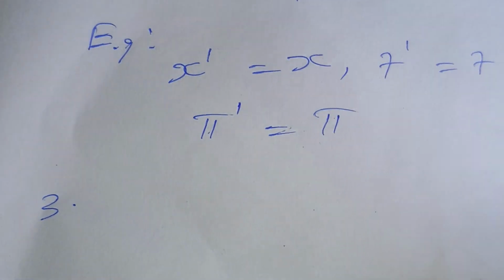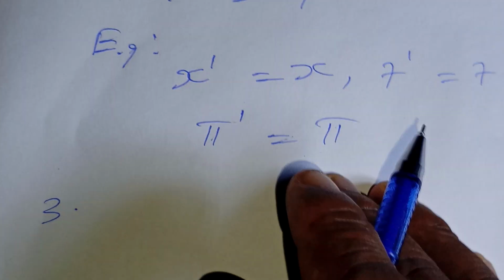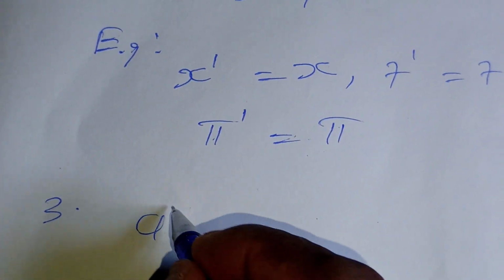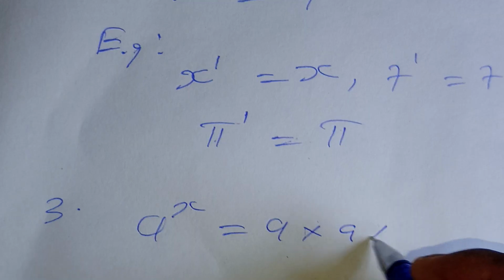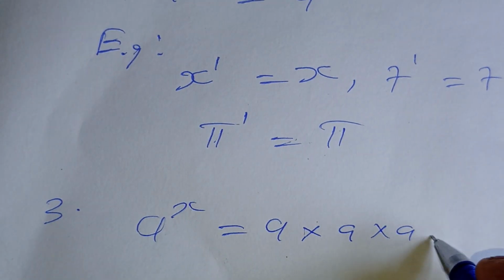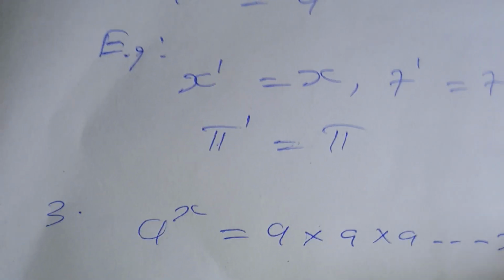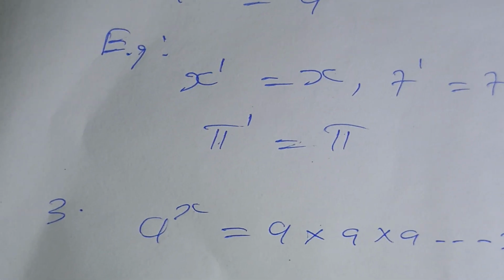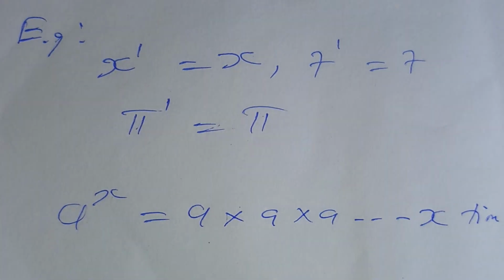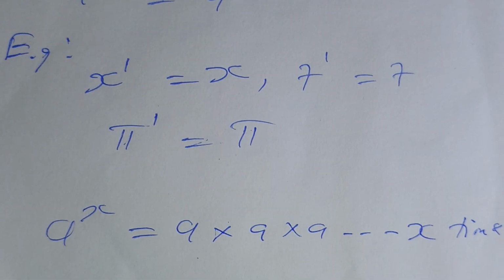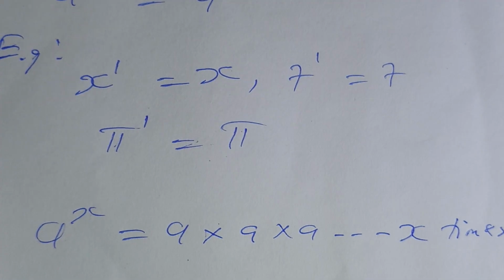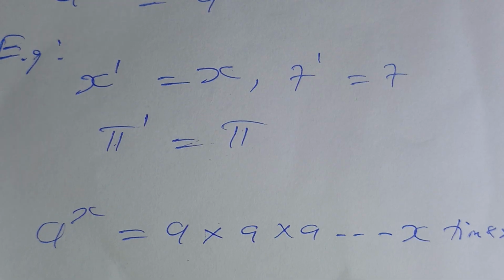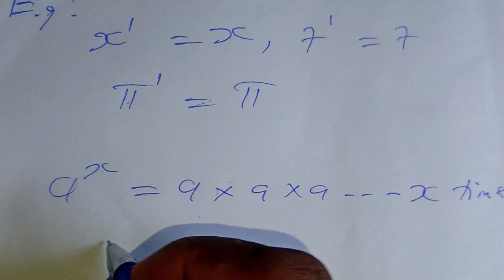Law number 3 states that a raised to power x equals a times a times a into x times. Anything raised to power something is that thing multiplying itself, the base multiplying itself to the times of that thing that it is. Let's take an example so that you understand.